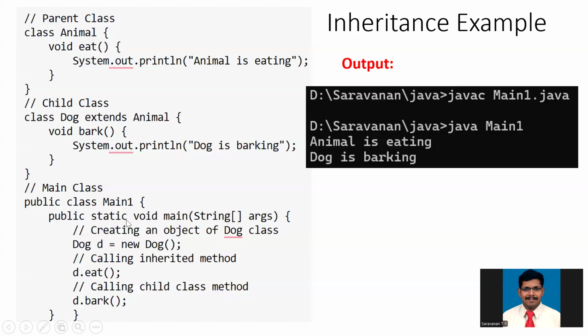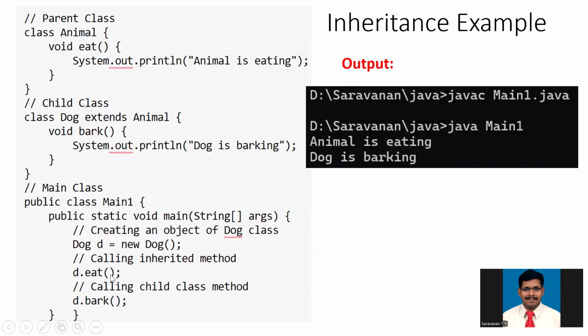In public static void main, dog d is going to be created. The memory is going to be allocated. Now, d dot eat, which means it comes here and checks whether the eat function is available. No, then it goes to the parent class and checks whether the eat function is available. Then it automatically executes the eat function, and animal is eating will be printed here.